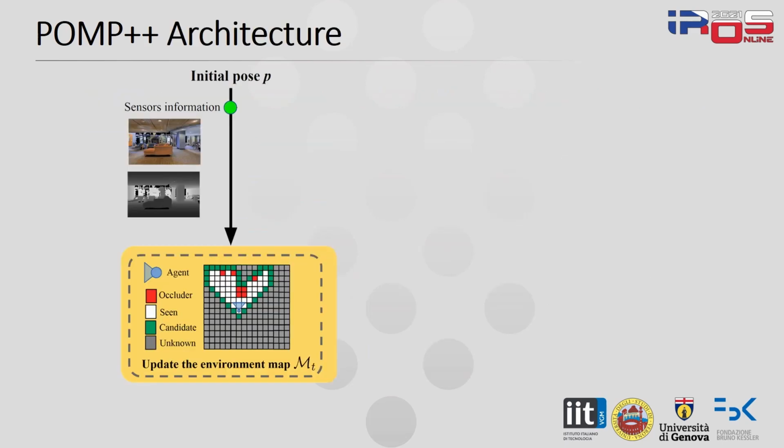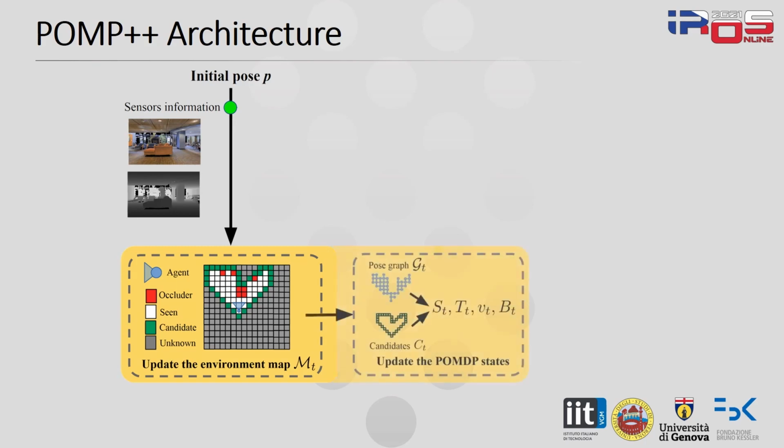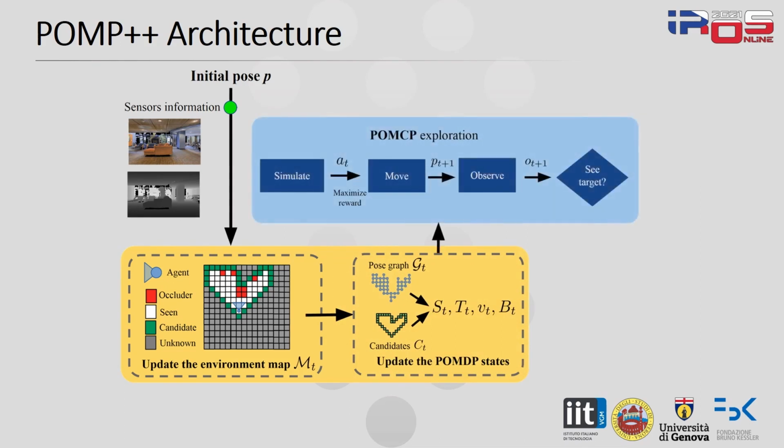This is our overall architecture of POMP++. We begin by using the RGBD images from the sensor to initialize an environment map. This map is a top-down view grid that records what the agent has observed of the environment. It contains information about the locations where the agent can move, the locations of obstacles, and the possible locations where the object could be placed. Using the map information, we define our POMDP and then use an online solver called POMCP to find the best action that it can take.